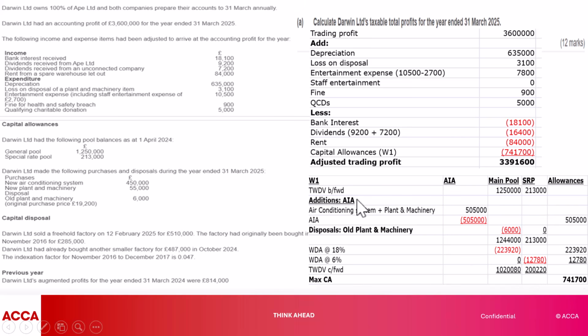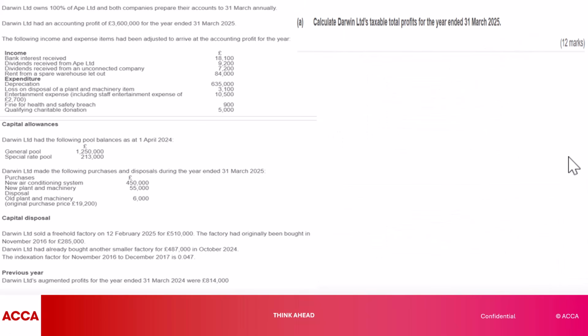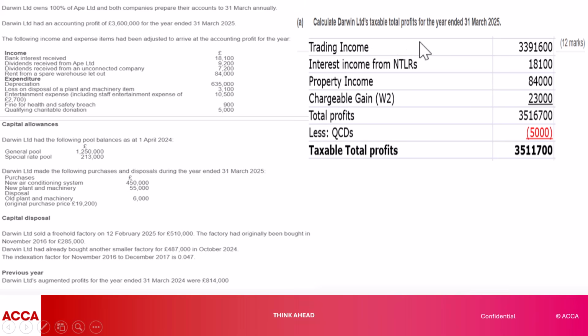Notice I then take this, I've labeled very well, working one, so the marker knows where we are in our computation and how I arrived at that 741,700. Showing your workings is very important. Now that we have our trade income, we're able to add it with the interest income, which was that bank interest, and the property income, which was the rent. You remember the one that we deducted from trade can now be added to get your total profits. And the chargeable gain. So chargeable gain is another working.